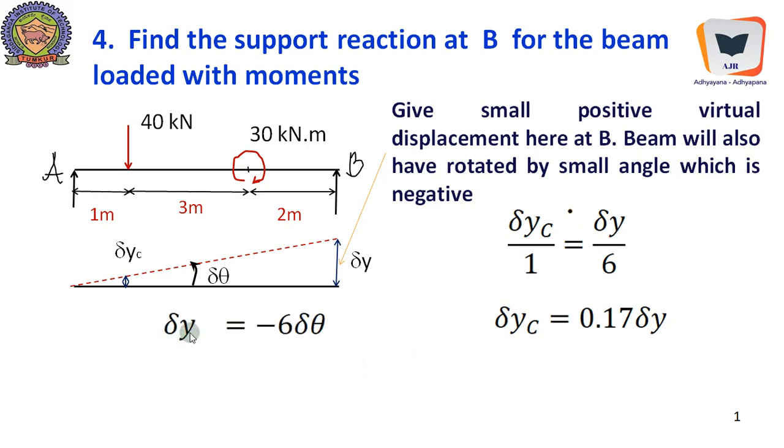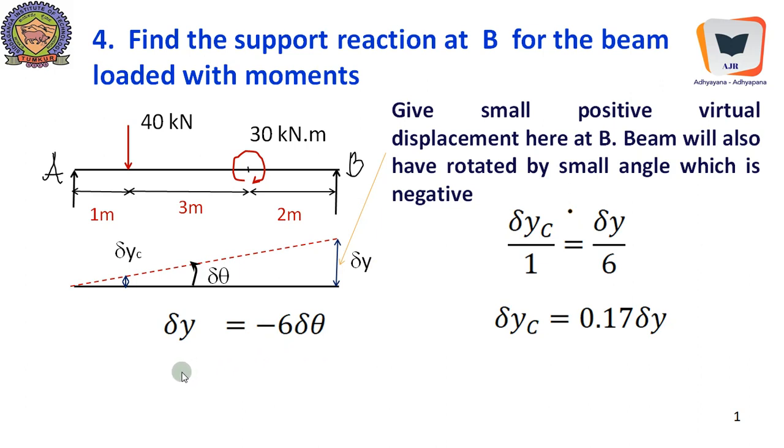Now del y, as far as theta is concerned, equal to minus 6 del theta, because this is del theta which is going in anti-clockwise direction, while if we lift the beam up by del y, it is also going to rotate in anti-clockwise direction as far as moment is concerned. So the effect of moment is seen in the form of rotation. Therefore del y equal to minus 6 d theta. Okay, d theta is negative. 6 comes from the span of the beam.